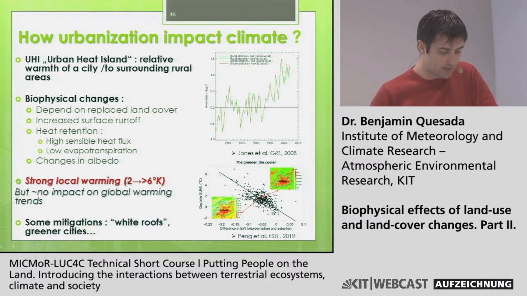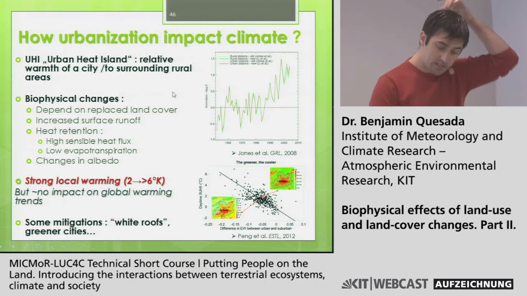And in general, what we see is that you have a strong local warming from 2 to more than 6 degrees, depending on the size of the city and the greenness of the city. But if you look at a global scale, here we have the trends in temperature at rural stations in green from the past decades. So we see the warming. And in brown we have the same trends in temperature at urban stations. And we see very little difference. So there is almost no impact of urbanization on global warming trends. In the past decade, we can see that in urban areas, we have a very slight warming here. The brown curve is above.